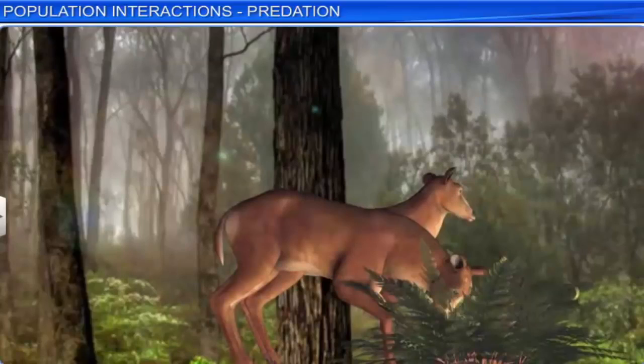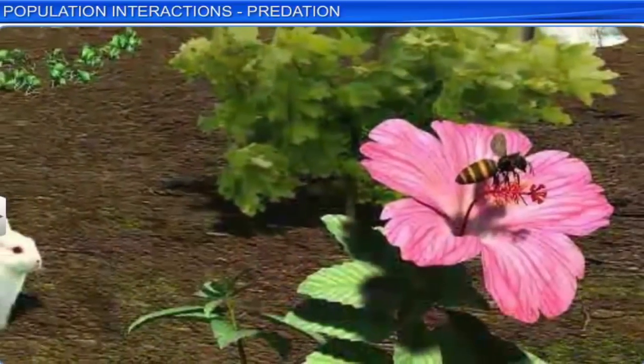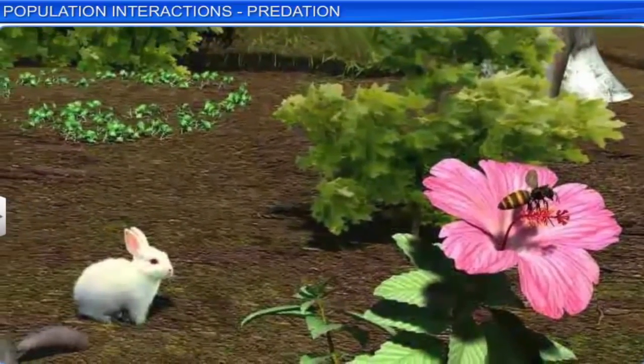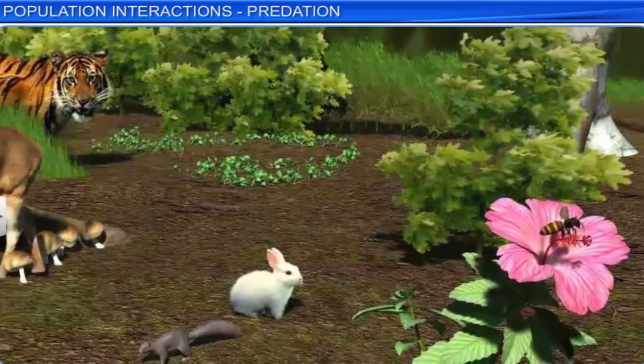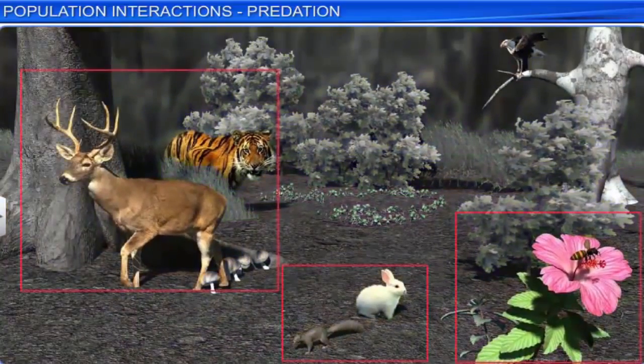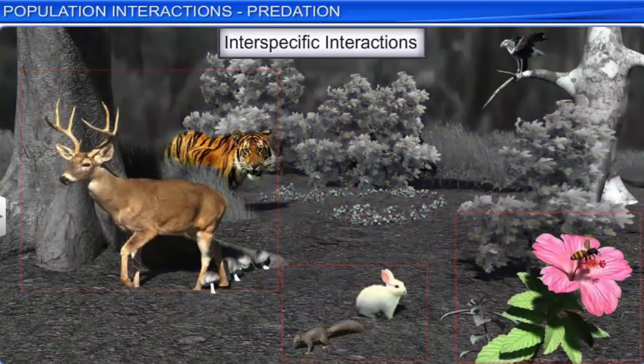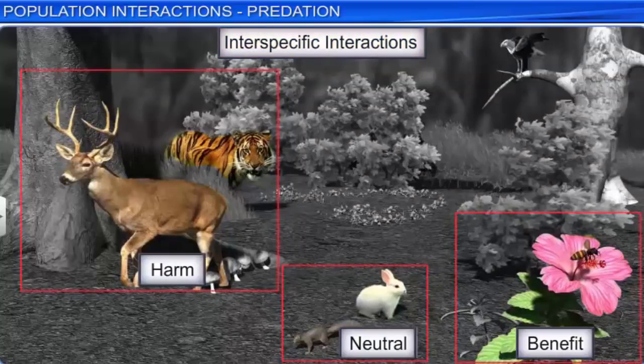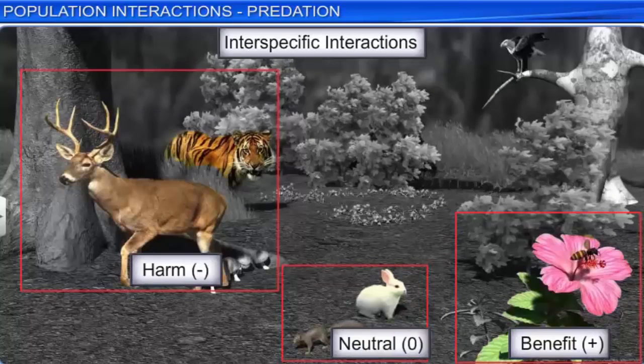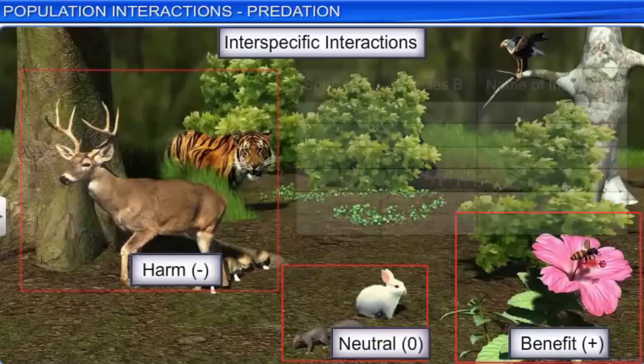As a result, in any habitat, plants, animals, and microbes interact in various ways to form a community. When populations of two different species interact, it leads to interspecific interactions. Such interactions may benefit, harm, or have a neutral effect on one or both species. Using a plus sign for beneficial interaction, a minus sign for detrimental or harmful interaction, and a 0 for neutral interaction, the possible outcomes of interspecific interactions are shown in the table.